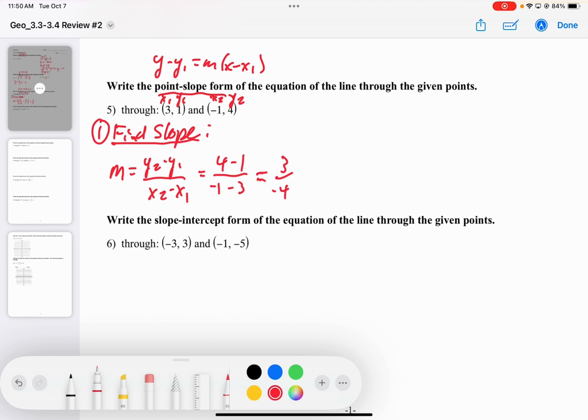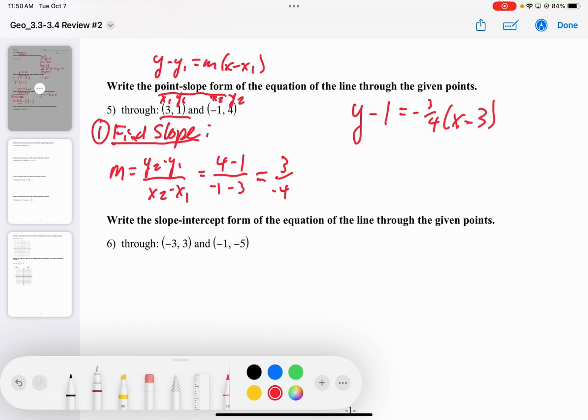So I just need to pick one of those points and plug it into point slope form. Which one do you guys want to use? First one? 3, 1. So y minus y1, which is 1, equals m, which is negative 3/4, times x minus x1. So that would be the equation of my line. That's the form I wanted it in, so that's kind of nice.